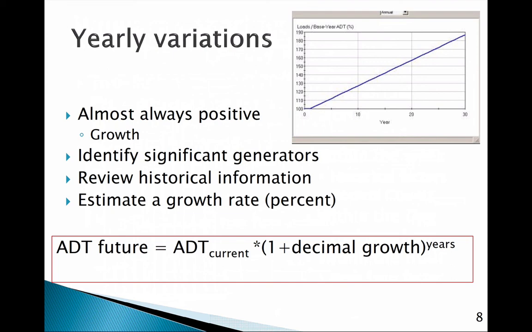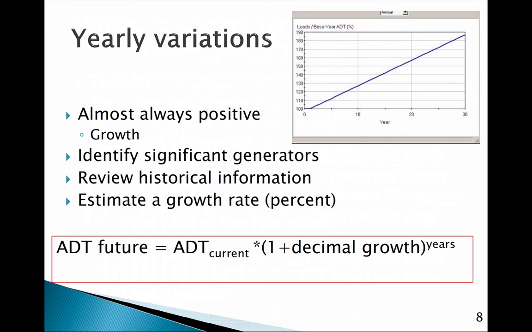So if a road has a big development next to it, obviously that could cause a significant increase. But we typically talk in terms of annual growth rates. And this is just like an exponential growth equation. To find the ADT in the future, we would take the current ADT and multiply it times 1 point whatever the growth rate is, with an exponent of the number of years.